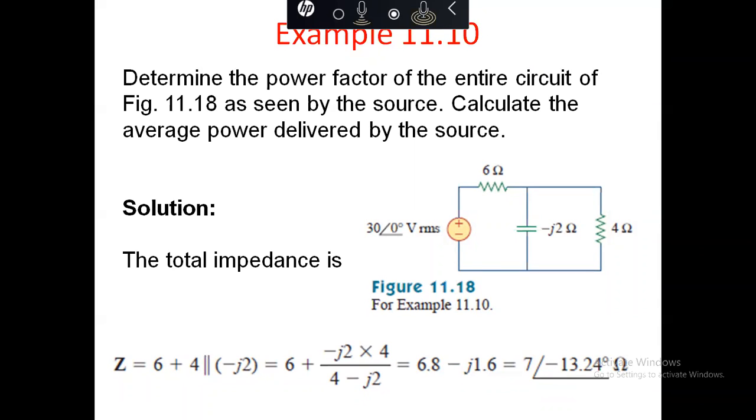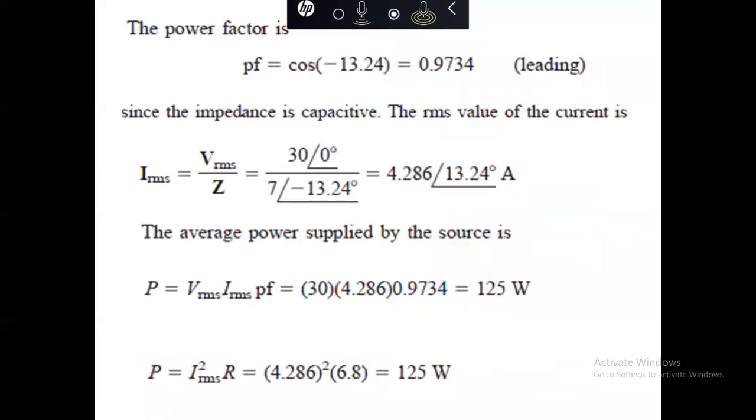So we can calculate the power factor of the load. Just take the cosine of this. That is 0.9734 leading power factor. And in the same way we have been given the RMS value. So the RMS voltage is divided by the impedance, and we can find the value of the RMS current.